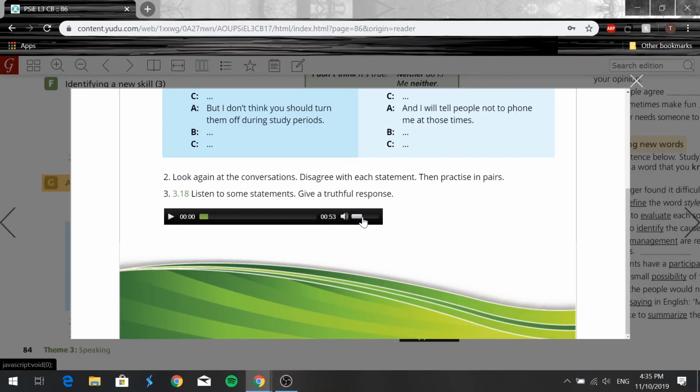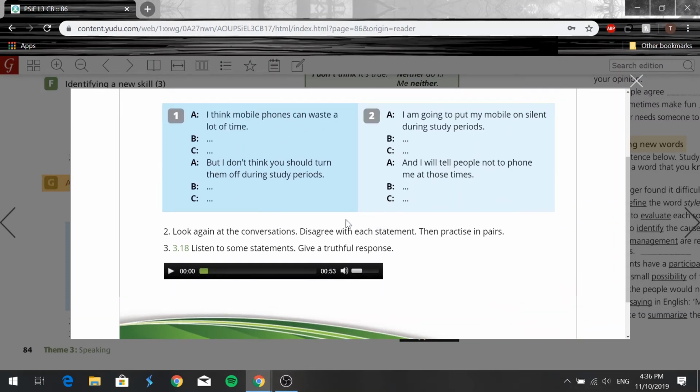Alright, so now we're going to be listening to some extra statements. Give a truthful response, you guys. This part right here is going to be entirely up to you. So give a truthful response, whether you agree or disagree with each statement, and practice how we answer with disagreement or agreement. So here we go. Track 3.18.